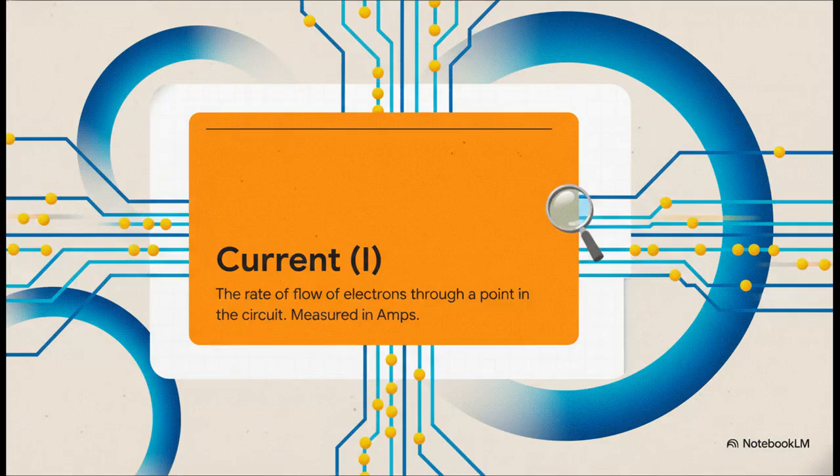Next up is current. Now, if voltage is the push, then current is the flow. It's basically us counting how many electrons are zipping past a single point in the wire every second, and we measure that in something called amps.